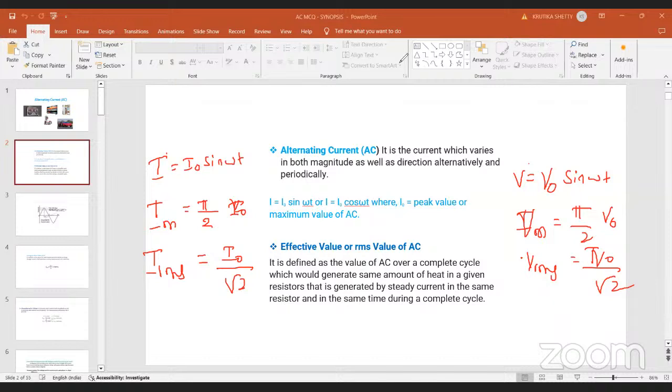Here is one more point to remember, students. Sometimes the question is asked to calculate I RMS or some other value. So remember one value: 1 upon root 2 is nearly taken as 0.7. If only the I naught value is known, you can multiply it by 0.7. So just remember that 1 upon root 2 is nearly equal to 0.7.